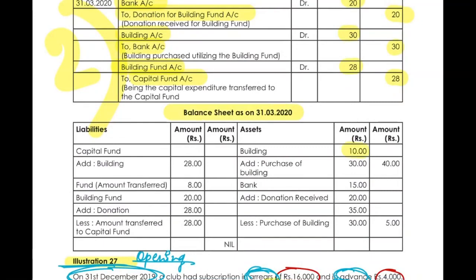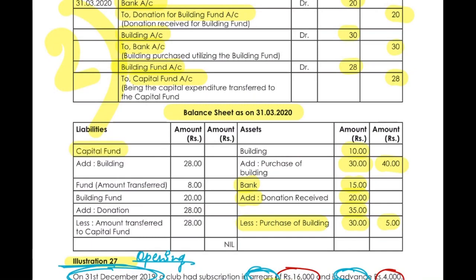So my building was of 10 lakhs earlier. Now we have purchased a new building of 30 lakhs. So the total of building has become 40. My bank account was standing at 50. We have received some donation of 20 lakhs. So the total was 35, out of which we purchased the building of 30 lakhs. So the balance here is 5 lakhs.